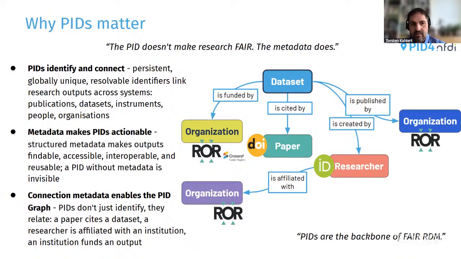And then there is connection metadata, because PIDs don't just identify, they relate. As you can see on the slide, a paper cites a data set, a researcher is affiliated with an institution, a funder funds an output. These relationships expressed as structured metadata are what turn isolated identifiers into navigable research knowledge graphs.